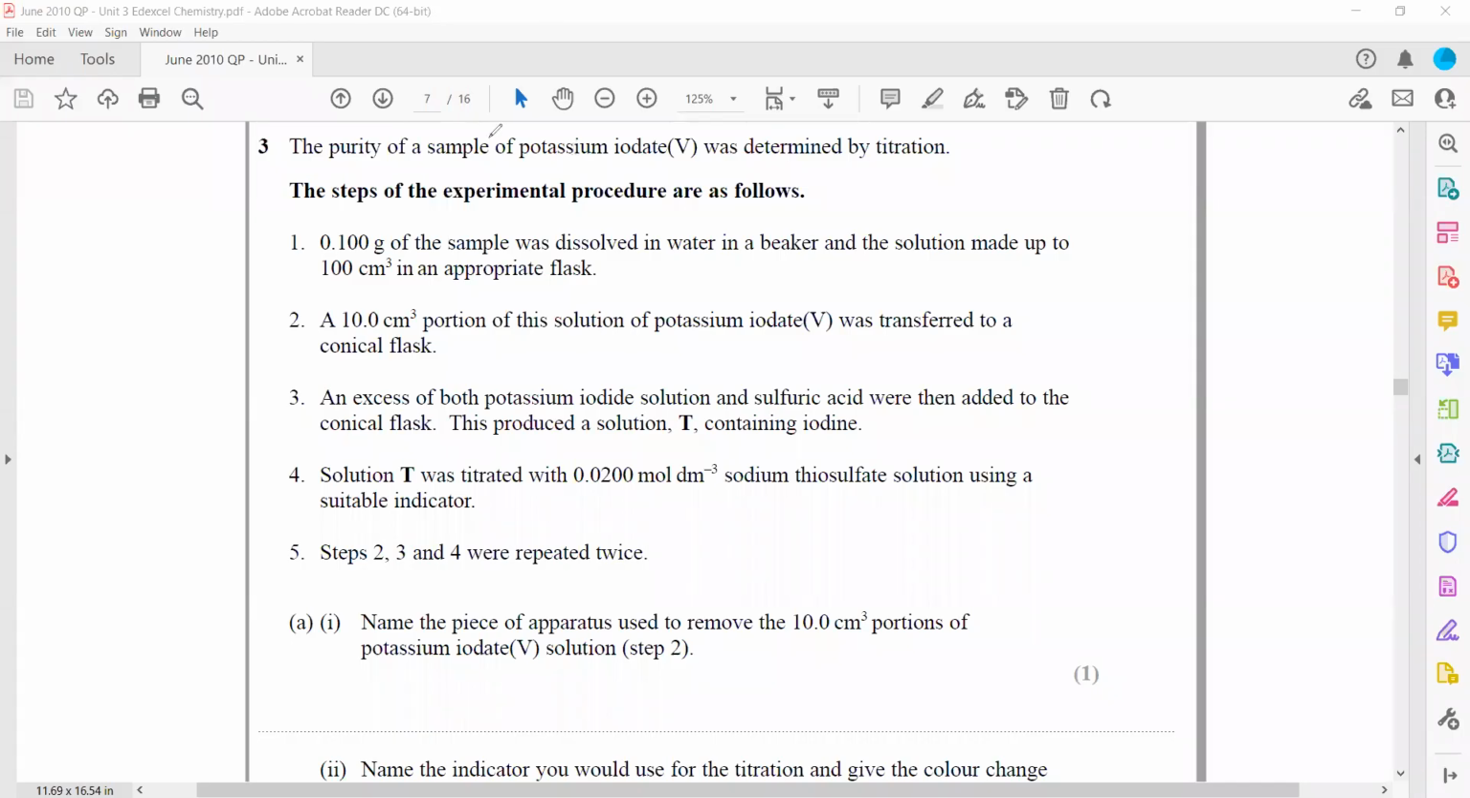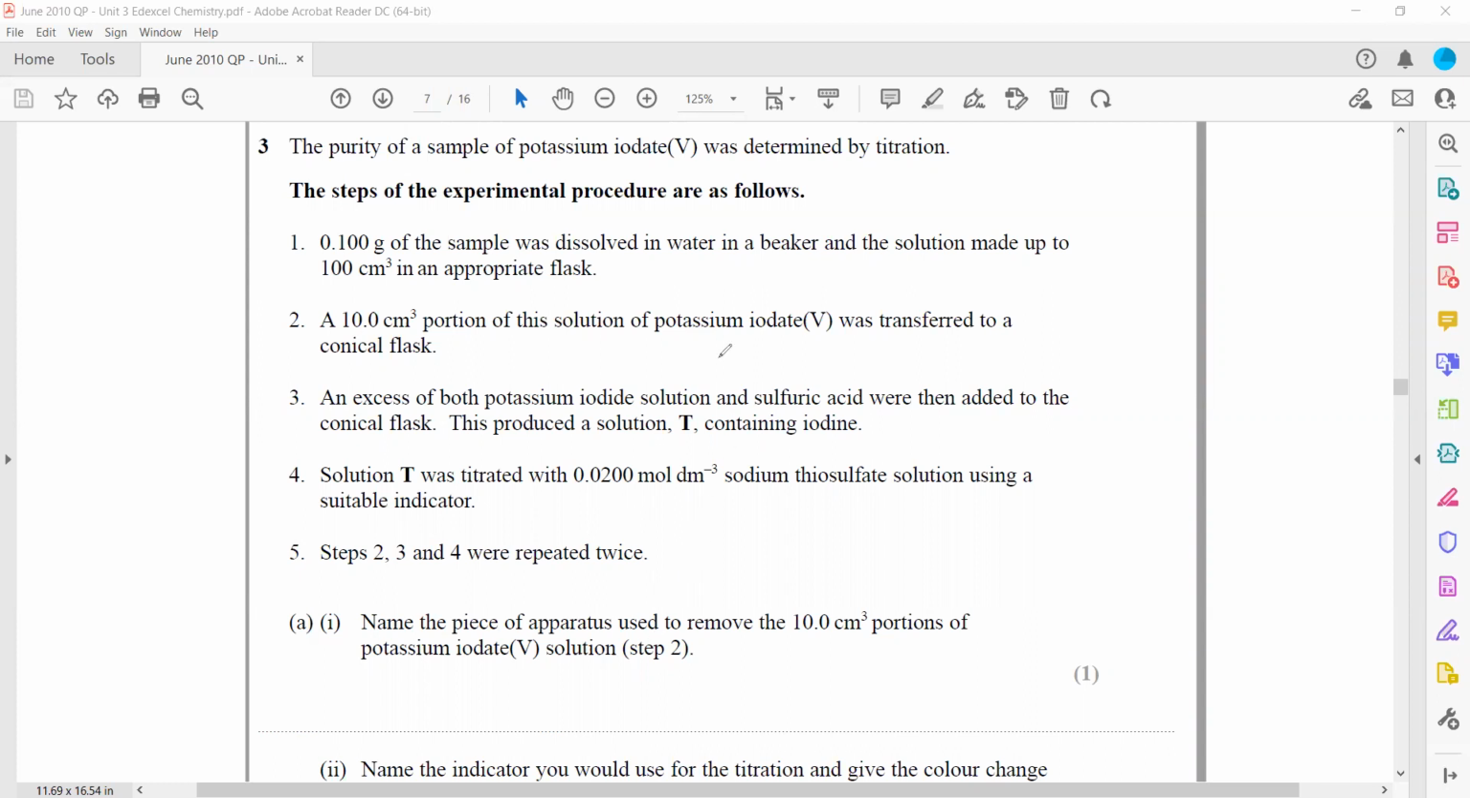So we are determining the purity of a sample of potassium iodate by titration. The steps of the experiment are as follows. 0.1 gram of a sample was dissolved in 100 cm cube in an appropriate flask, so we use a volumetric flask. Then we took out 10 cm cube of potassium iodate and added excess potassium iodide and sulfuric acid. This produced solution T containing iodine, and then T was titrated with sodium thiosulfate. Steps 2, 3, 4 are repeated twice.